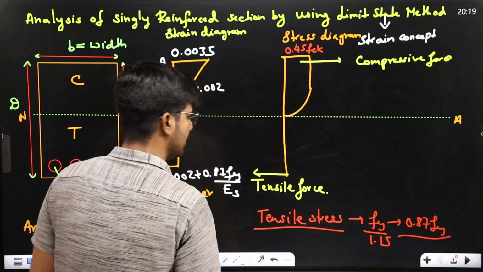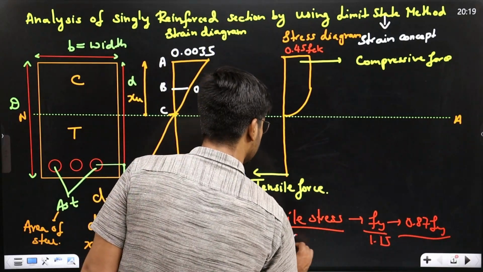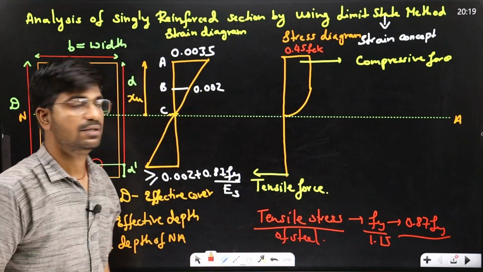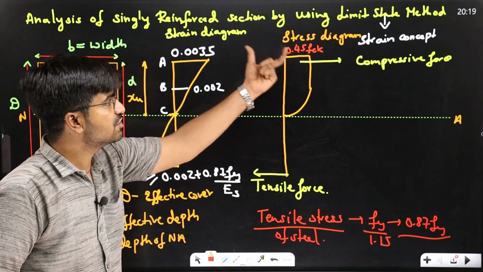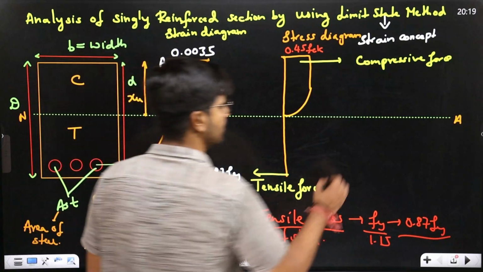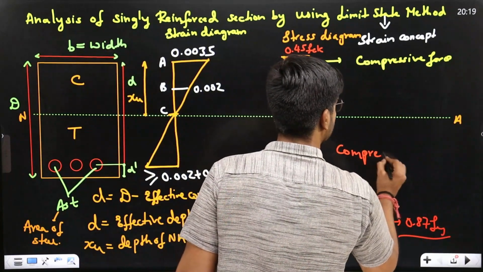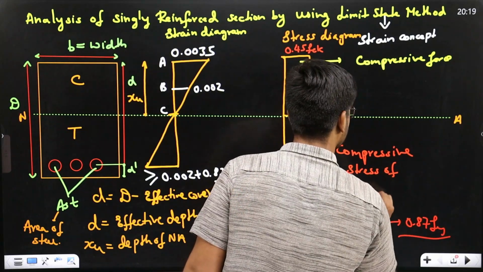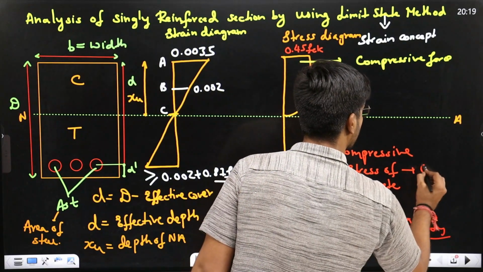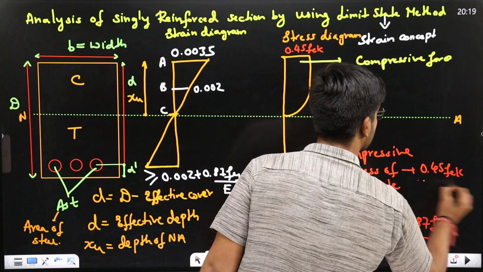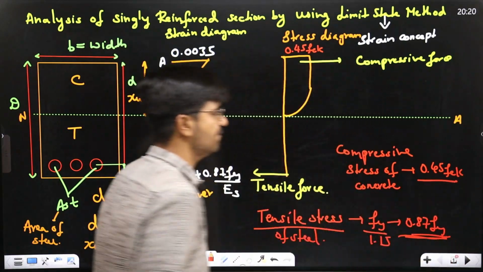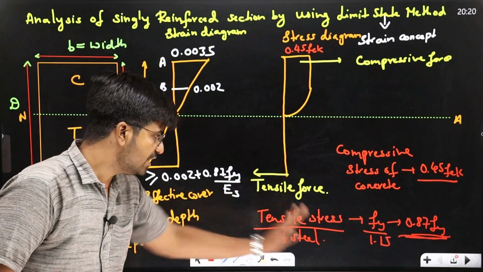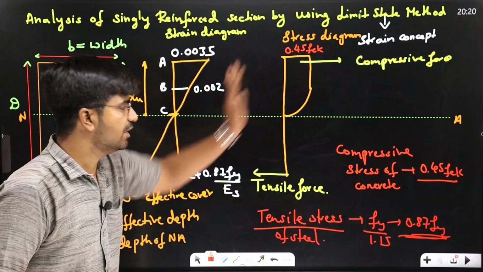This is the tensile stress of steel. This is the compressive stress of concrete, and it is 0.45 FCK, and this is 0.87 Fy. This is 0.87 Fy, the tensile stress of steel. This is the compressive stress of concrete.